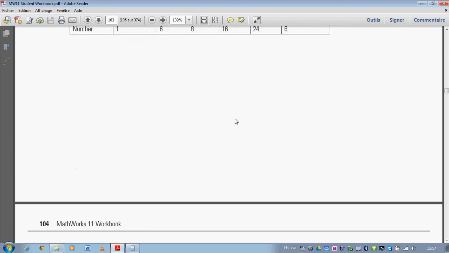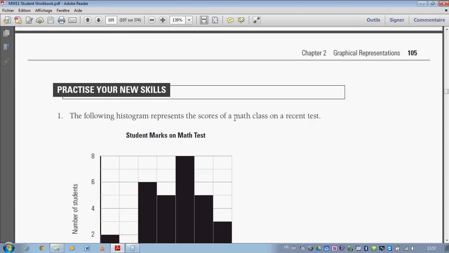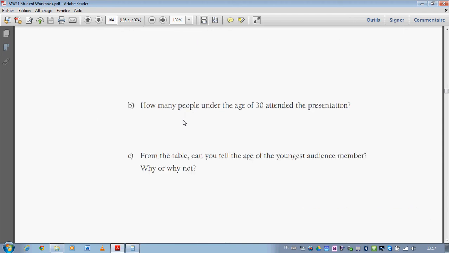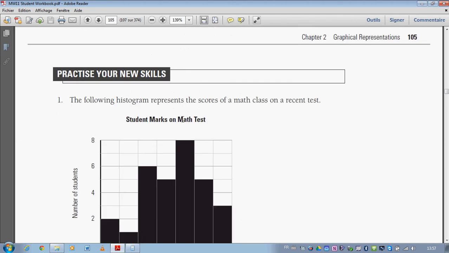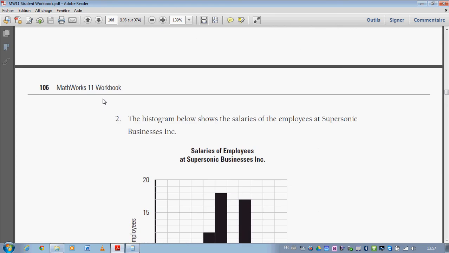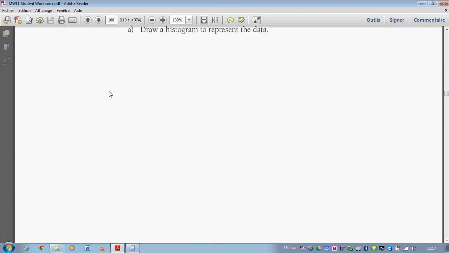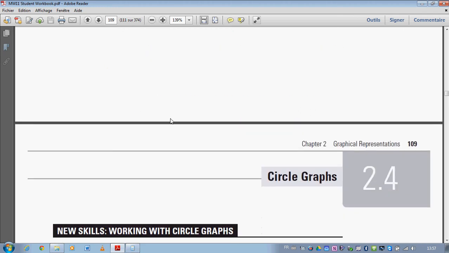You've got some build your skills questions there, and practice your new skills. That was it for histograms. Practice your new skills goes up to 4, I believe. The next subtopic is going to be circle graphs.